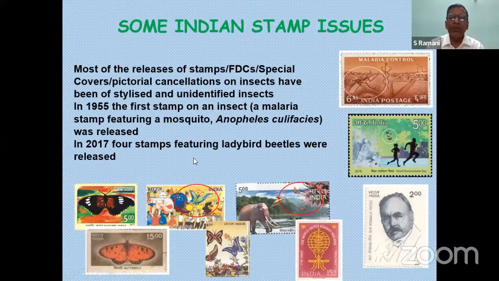I had also shown you some picture postcards that have come from Goa very recently, but these are some of the stamps. Sir Ronald Ross, I already told you, and these are stamps which have come out of various national parks where the insects are also featured. This is Goa Carnival, where a butterfly is featured. This is a definitive stamp that was produced with a butterfly, but no scientific name on it.